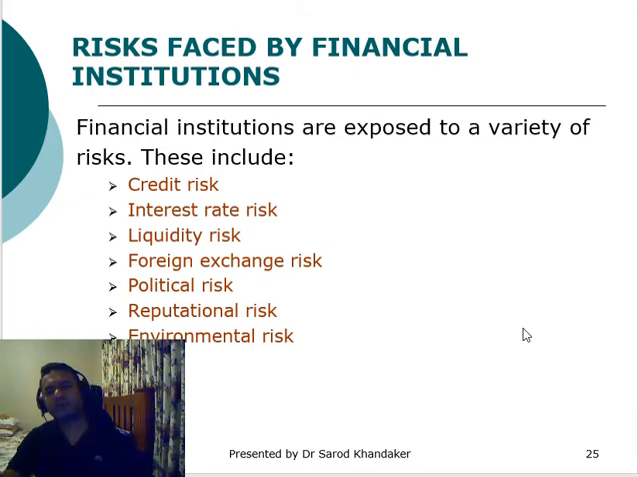However, there are several risks which can be faced by the financial institution in the money and the capital market. Financial institutions are exposed to a variety of risks, which include credit risk, interest rate risk, liquidity risk, foreign exchange risk, political risk, reputational risk, and environmental risk. All of these are faced by the financial institution. Therefore, each of the financial institutions needs to carefully manage all this risk.